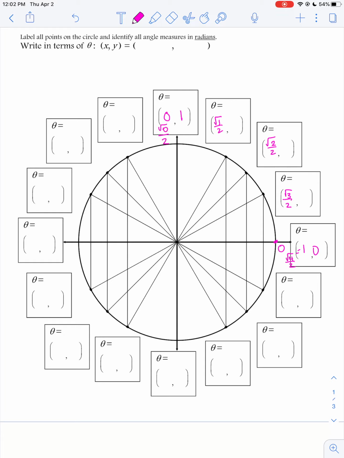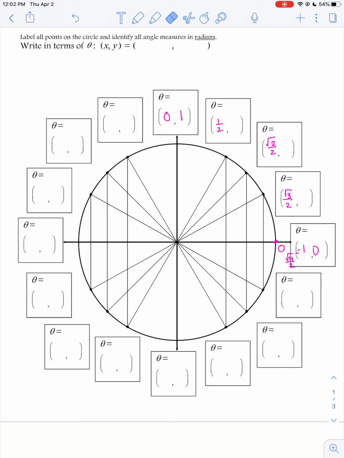Okay, so when we simplify, we do get 1, 0 at 0 degrees. Radical 3 over 2, we can't simplify. Radical 2 over 2, we can't simplify. Radical 1 over 2 is the same, since the square root of 1 is 1, so I'm going to change this to 1/2. And then ultimately 0 being here, we don't need to write square root of 0 over 2.